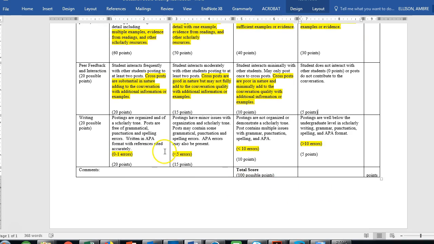And then I've also put what it means to have an excellent post as far as writing. Writing is worth 20 points of your discussion board, so if you want to have an excellent, you need to have 1 or less errors. 1 or no errors, basically. I believe that it's very important for a baccalaureate prepared nurse to sound professional and educated. Therefore, you need to be professional and grammatically correct in your writing.